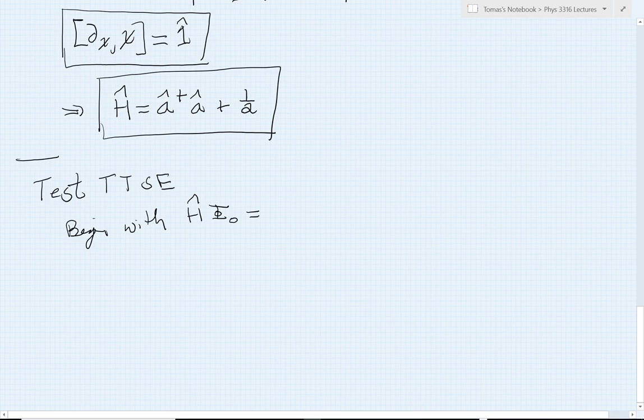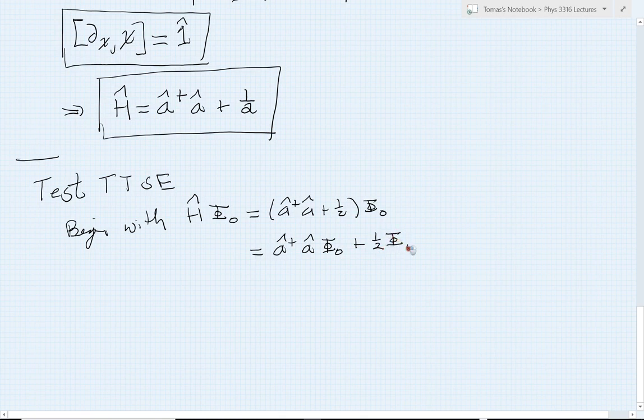So let's begin with the Hamiltonian applied to our ground state. Well, we now have a nice expression for the Hamiltonian, so we can rewrite this as a hat dagger a hat plus a half, acting then on my ground state. Very good. Now, we notice a few things. The first is that I have to apply a hat dagger to the result of a hat applying to the ground state. Plus, then we get back 1/2 of the ground state.